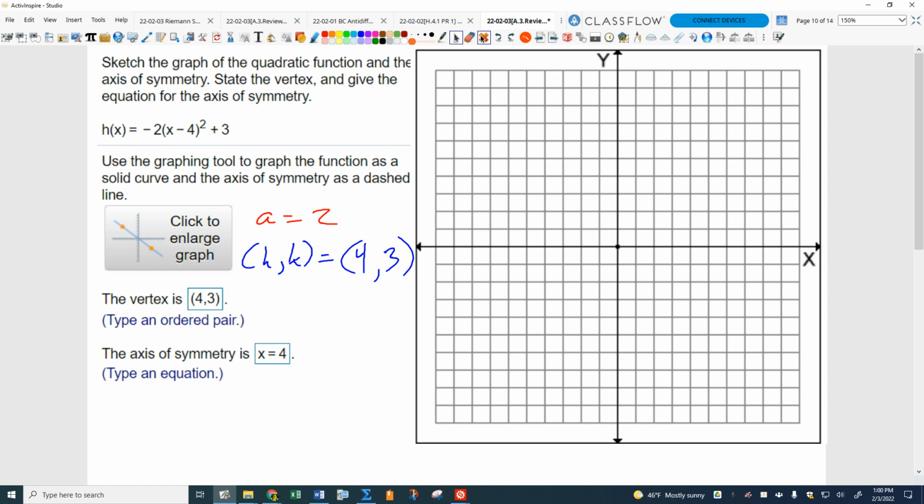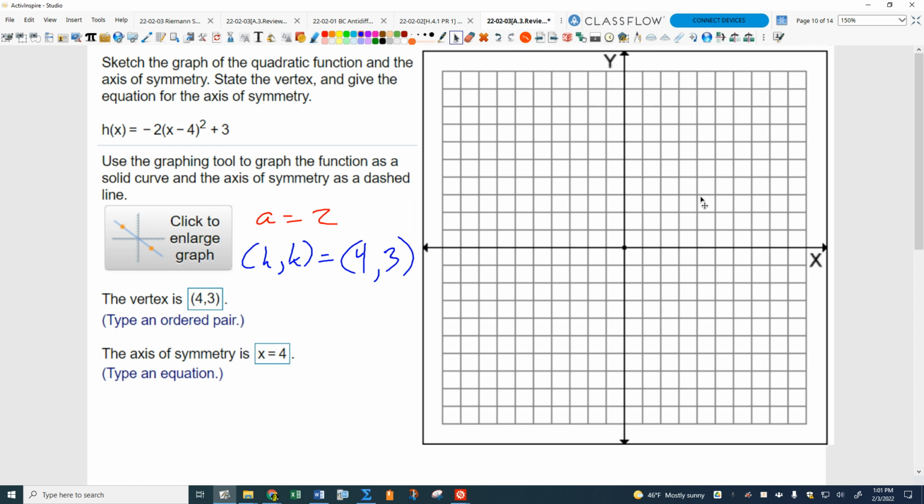Okay, now what do they want us to do? They want us to graph a solid parabola using the graphing tool, which we won't do now, obviously. And then they want a dashed line for the axis of symmetry. So the vertex, we already said, is at (4, 3). So over 4, up 3. That's where I'd put the first point that defines the parabola using that tool, right?